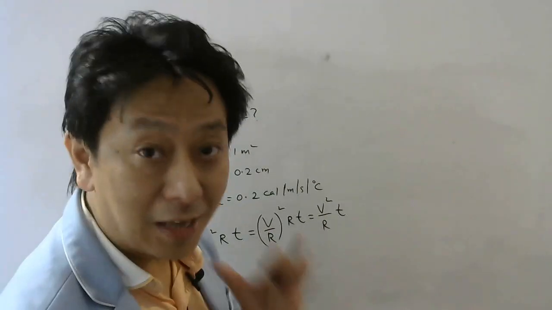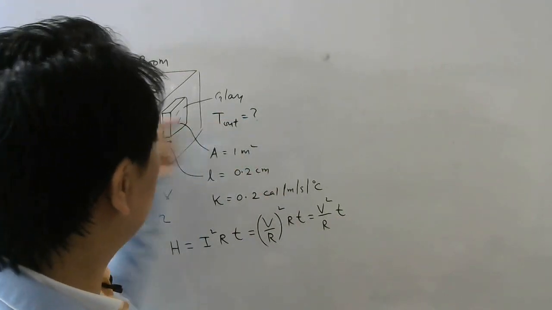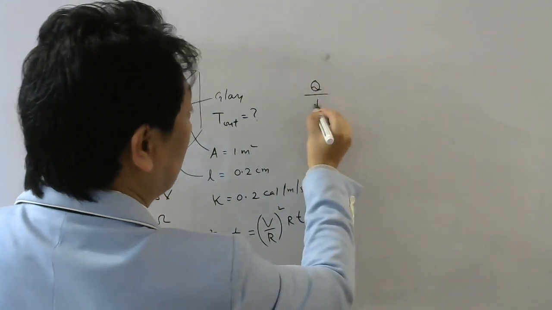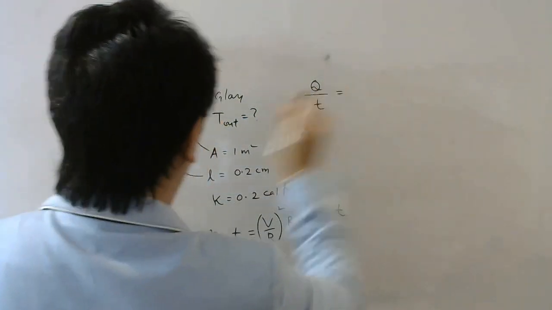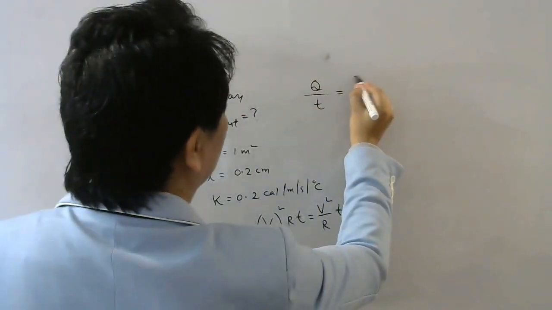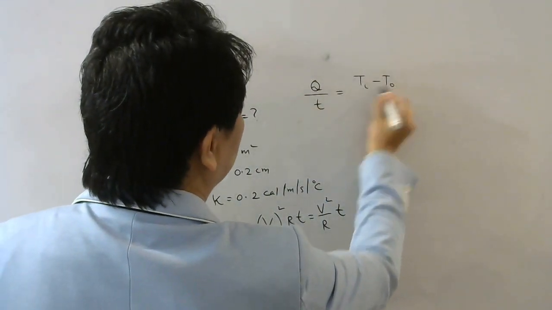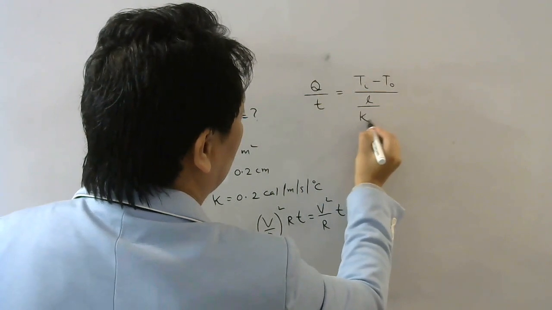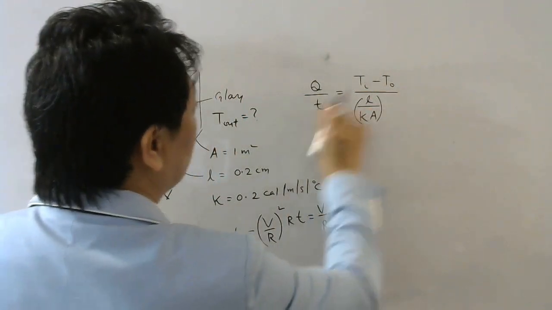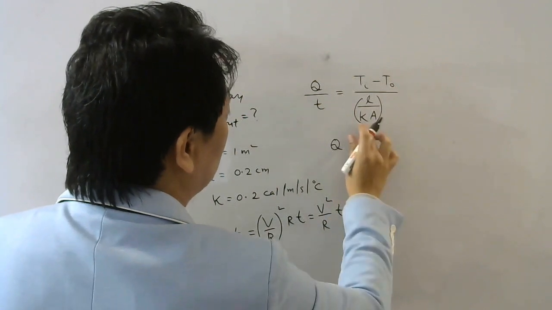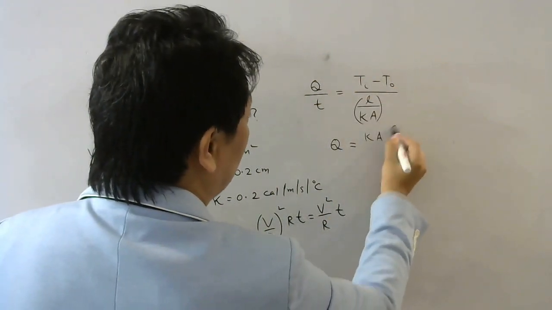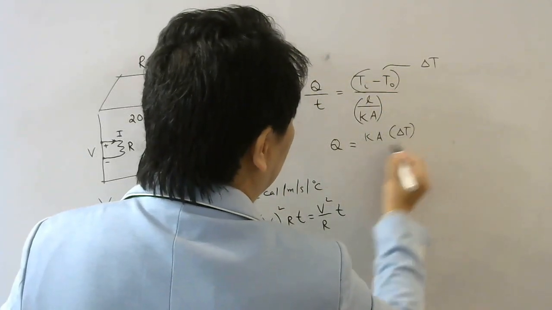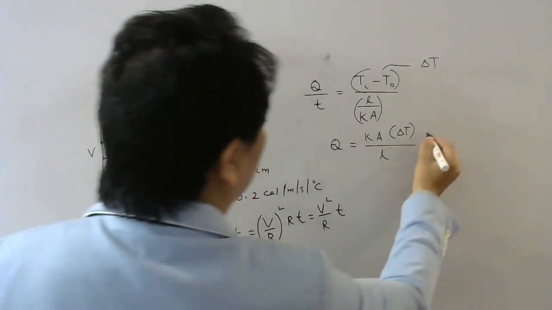T is the time. Next, I want to calculate how much heat comes out through this glass window. So the heat coming out Q by T, that is your rate of flow of heat, will be equal to the temperature difference between inside and outside. So T inside minus T outside divided by the resistance of this glass window, which is L by Ka, isn't it? Now, if I cross multiply this T here, I will get Q equals Ka, let me write this temperature difference as delta T right now, delta T divided by L into T.